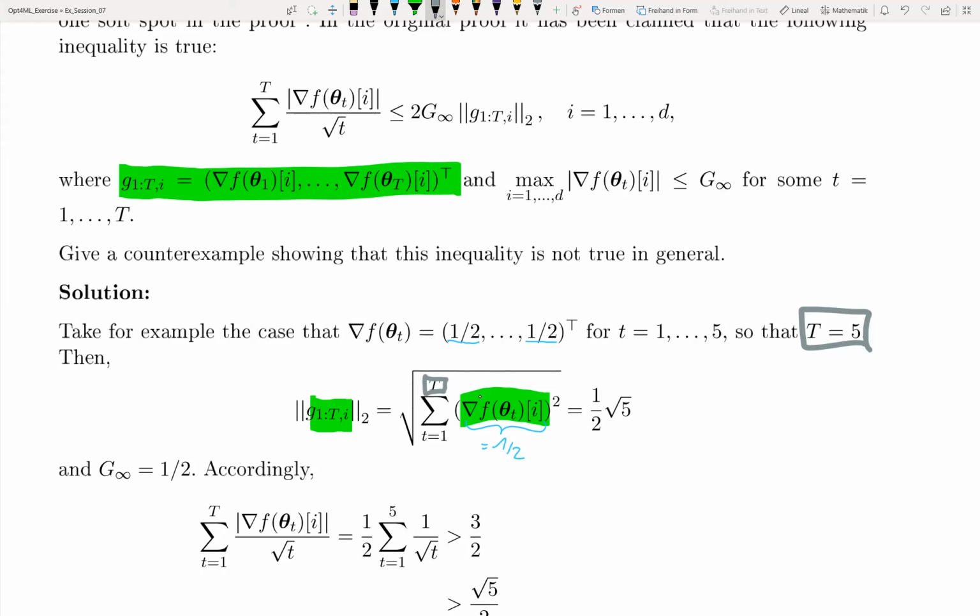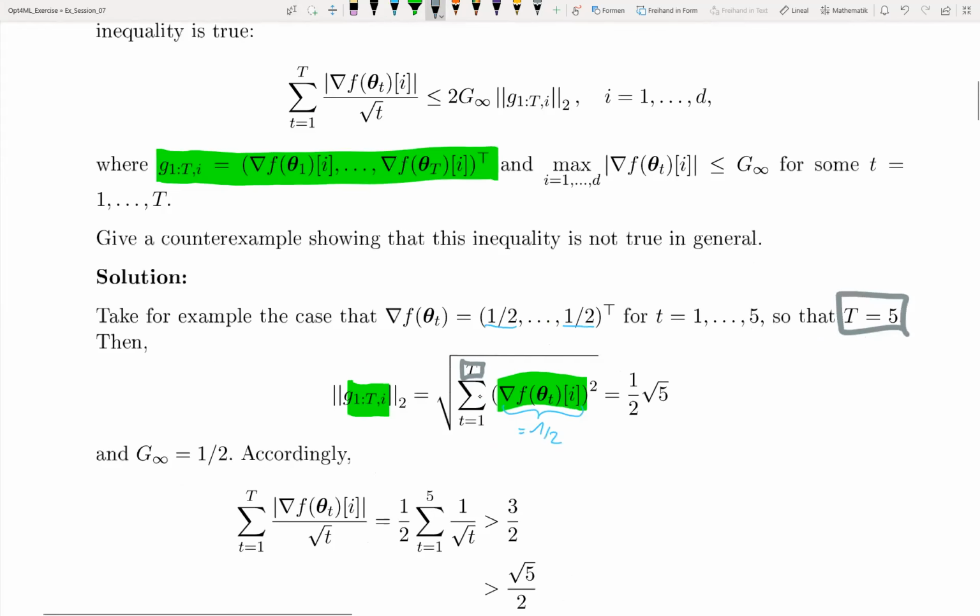And what do we get for this constant g infinity? Well, the gradients are in each component 1/2. What's the maximum of that? It's 1/2.